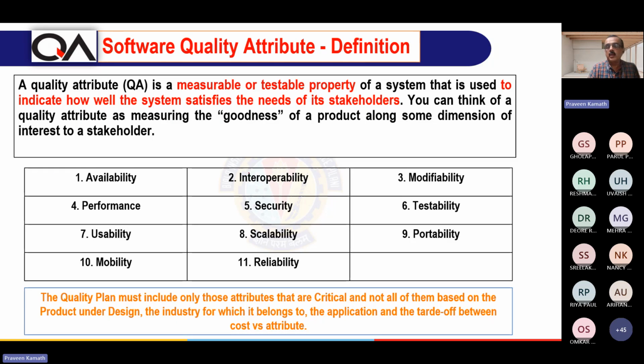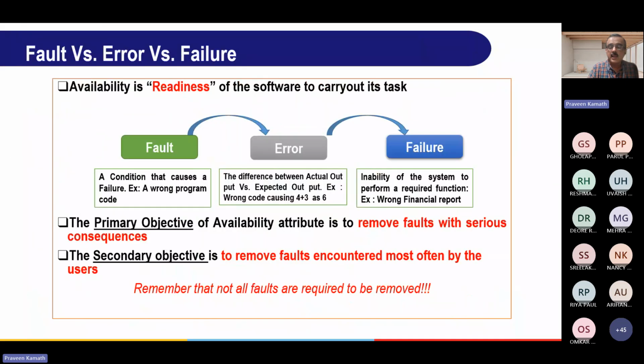1. Availability. 2. Interoperability. 3. Modifiability. 4. Performance. 5. Security. 6. Testability. Usability. Scalability. Portability. Mobility. And reliability. You can see all the areas are covered in the factors given here. Right? Availability, interoperability, modifiability, performance, security, testing, usability, scalability, portability, mobility, reliability, and so on.